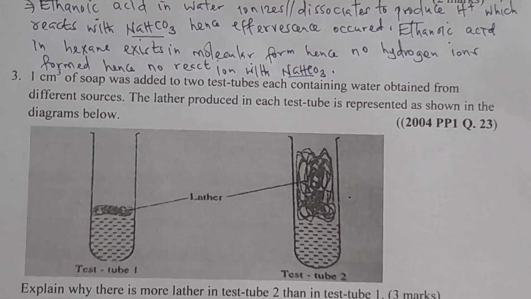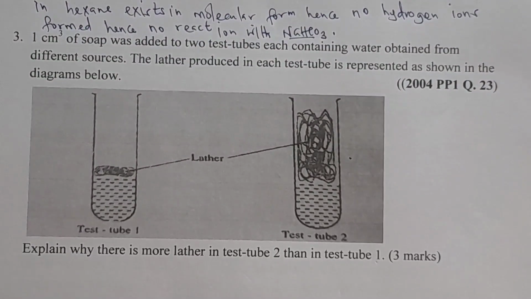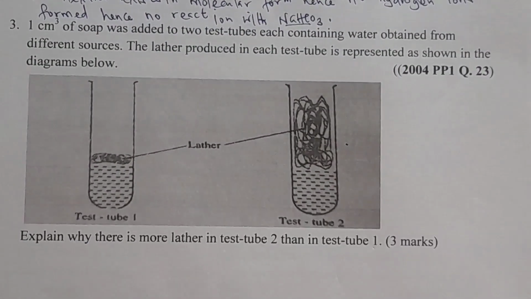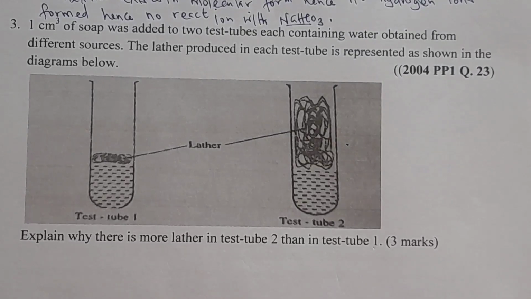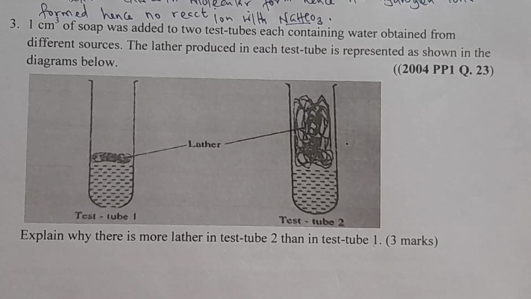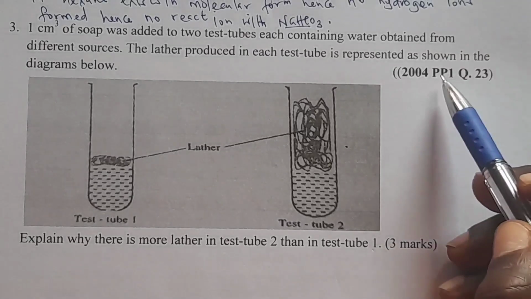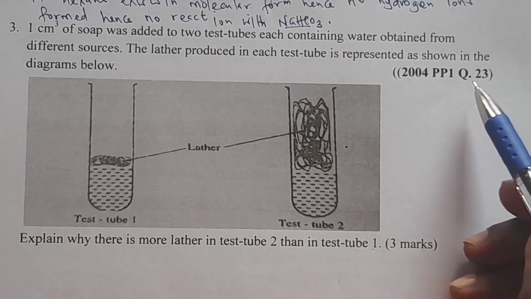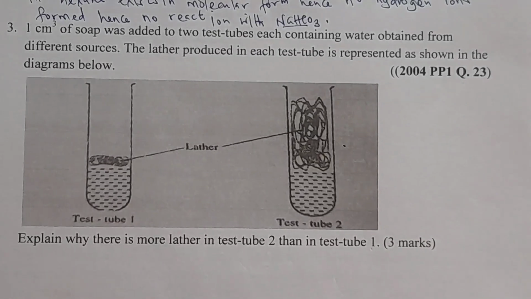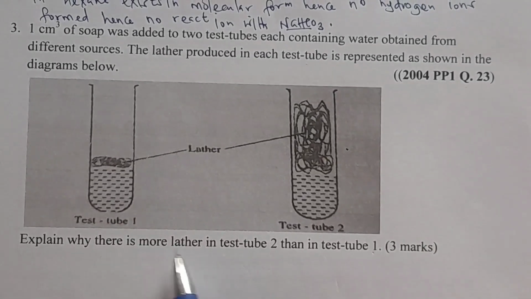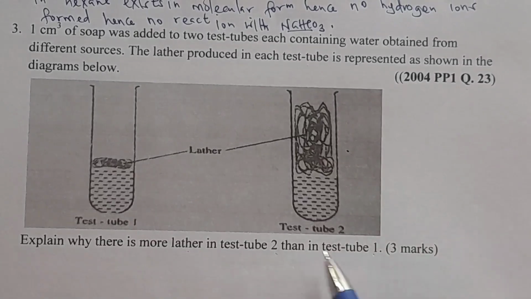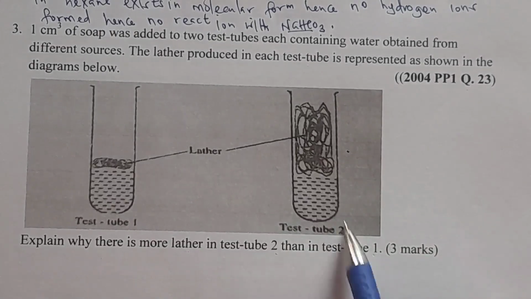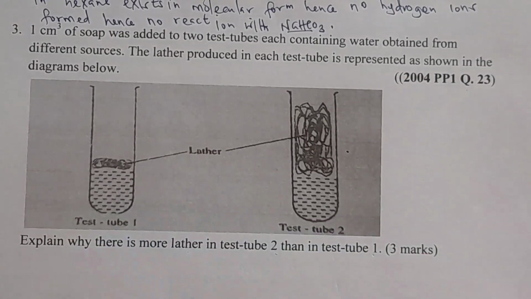Example 3, we have 1 centimeter cube of soap added to 2 test tubes, each containing water obtained from different sources. The lather produced in each test tube is represented as shown in the diagram below. This question was in 2004, Chemistry Paper 1, question 23. We are told to explain why there is more lather in test tube 2 than in test tube 1. Here we have test tube 2, here we have test tube 1.